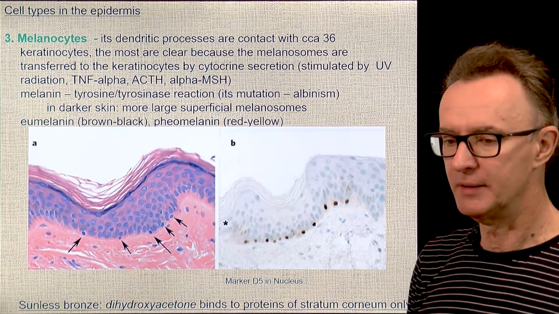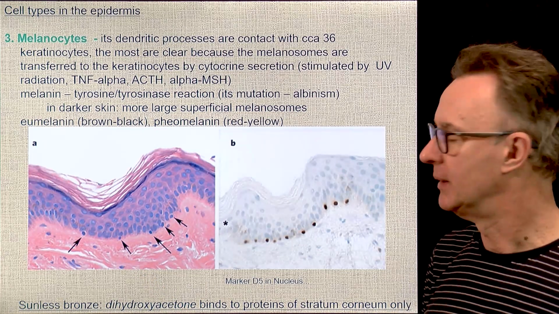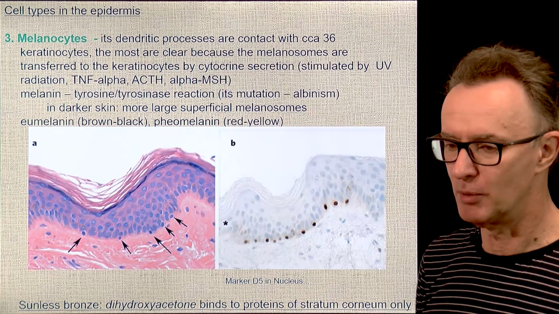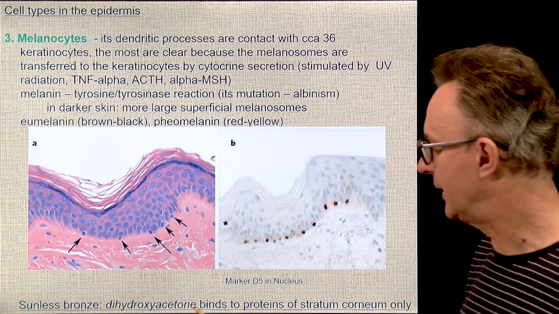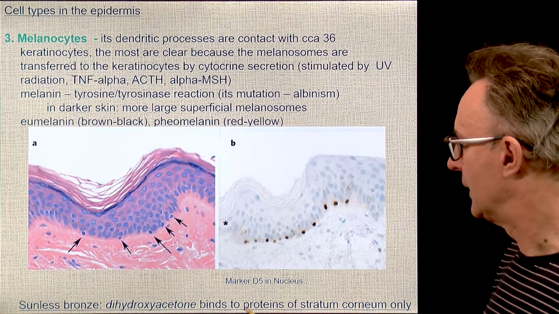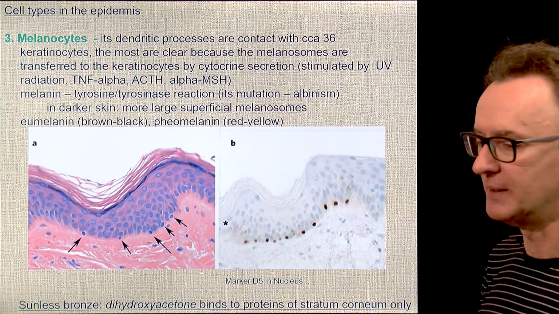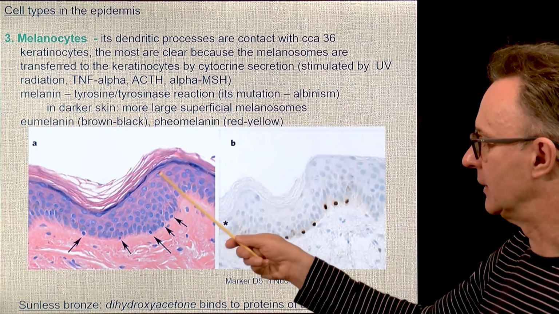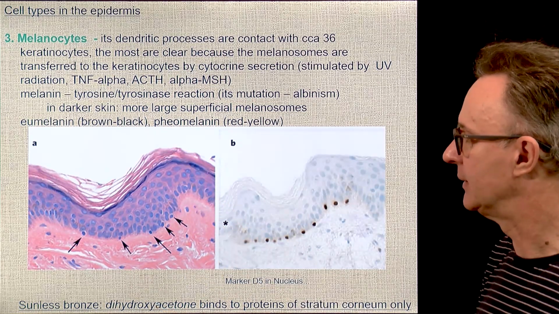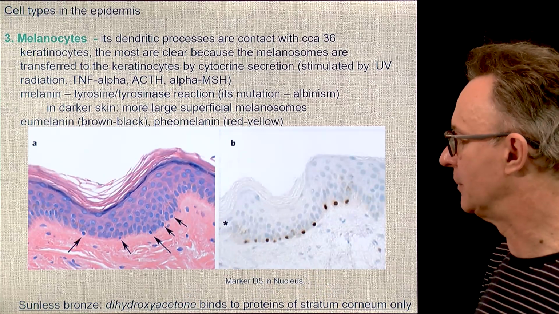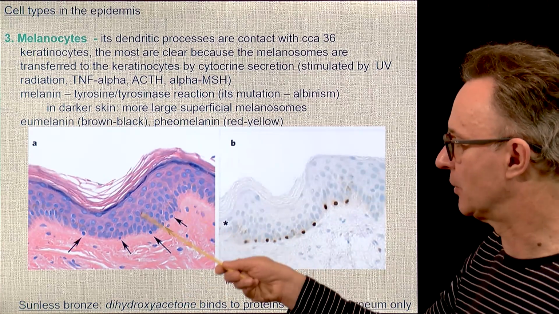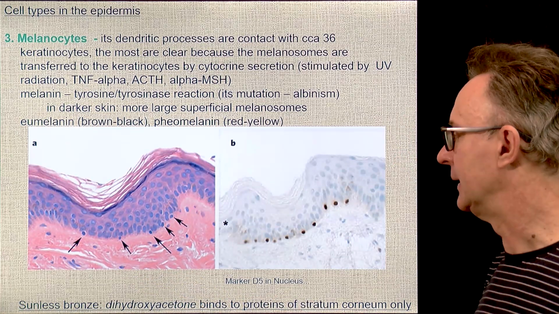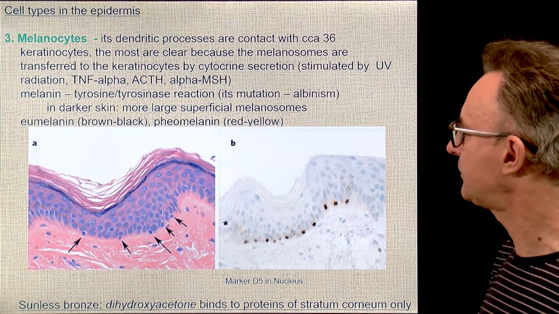I put here another possibility to darken the skin, but it's not a real mechanism, the sunless bronzer. In this case, the dihydroxyacetone is bound to the proteins in the stratum corneum only, so that's why with shedding of the uppermost cells, this chemical will be removed also, so it doesn't provide a protection against UV light, just a temporary darker skin appearance.